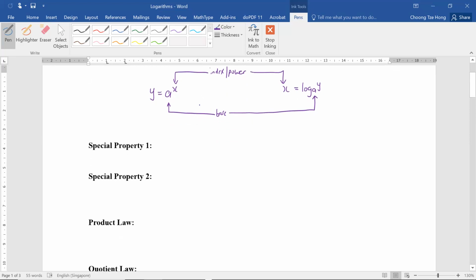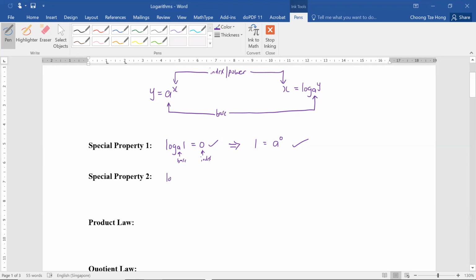The next thing that I would like to talk about is two special properties of logarithms. The first special property is that if you have log base a of 1, you will get 0. Let's verify this by converting it to exponential form. Remember the a is now the base, and this 0 here is the index or the power. So we will have 1 equals base a to the power of 0. We know that if you power anything to 0, it's going to become 1. So this verifies that special property 1 is correct.